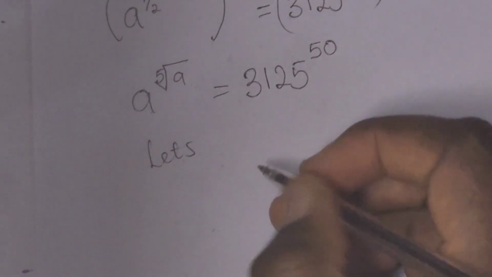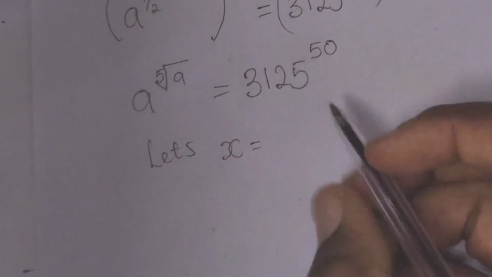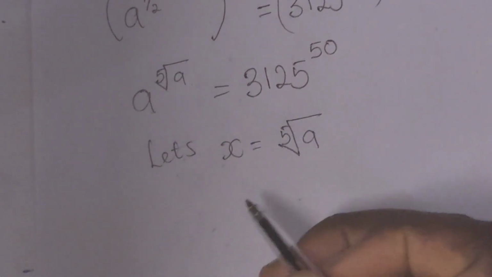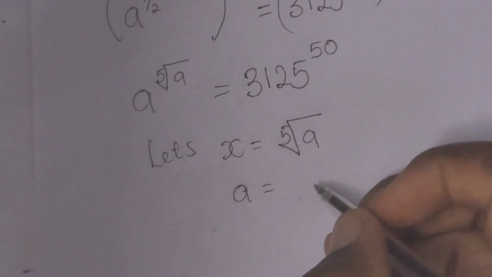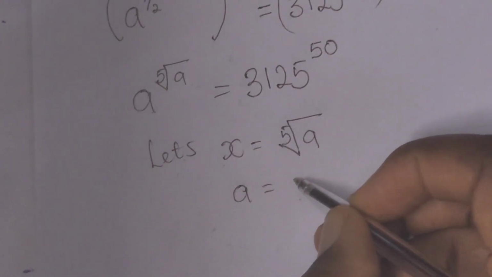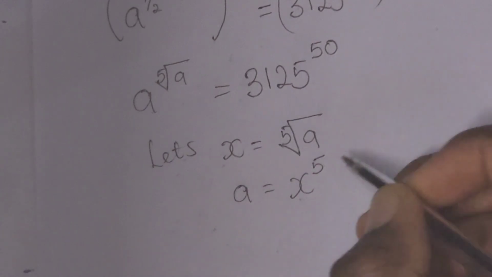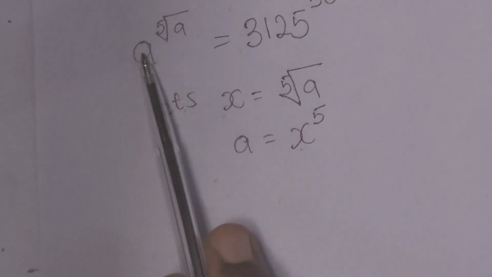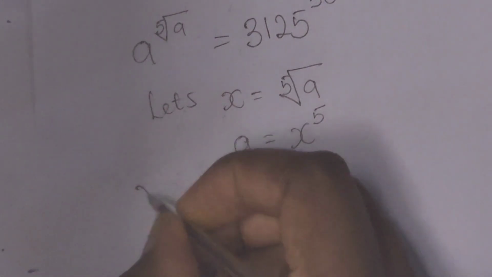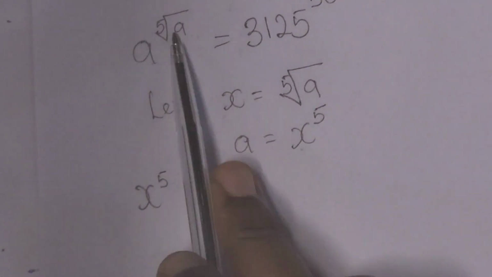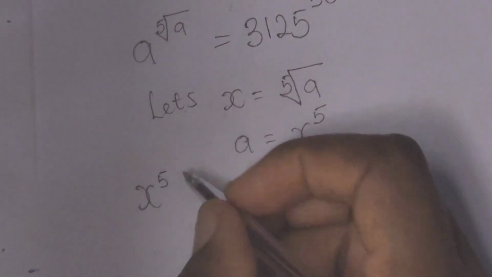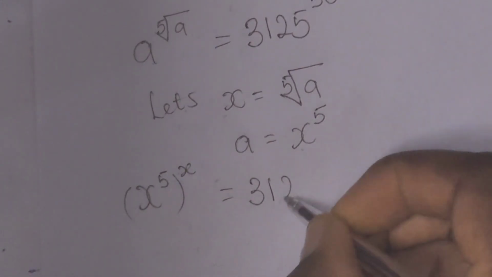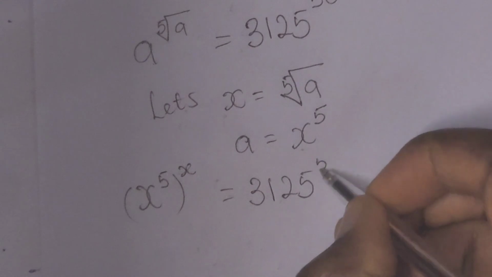let's name this x. So let x be equal to the fifth root of a, which is this, and let a be equal to x to the power of 5. So when we impute these values, we have our a to be x to the power of 5. So we have x to the power of 5, and we have the fifth root of a to be x. So we have further raised to the power of x, all equal to 3125, all to the power of 50.